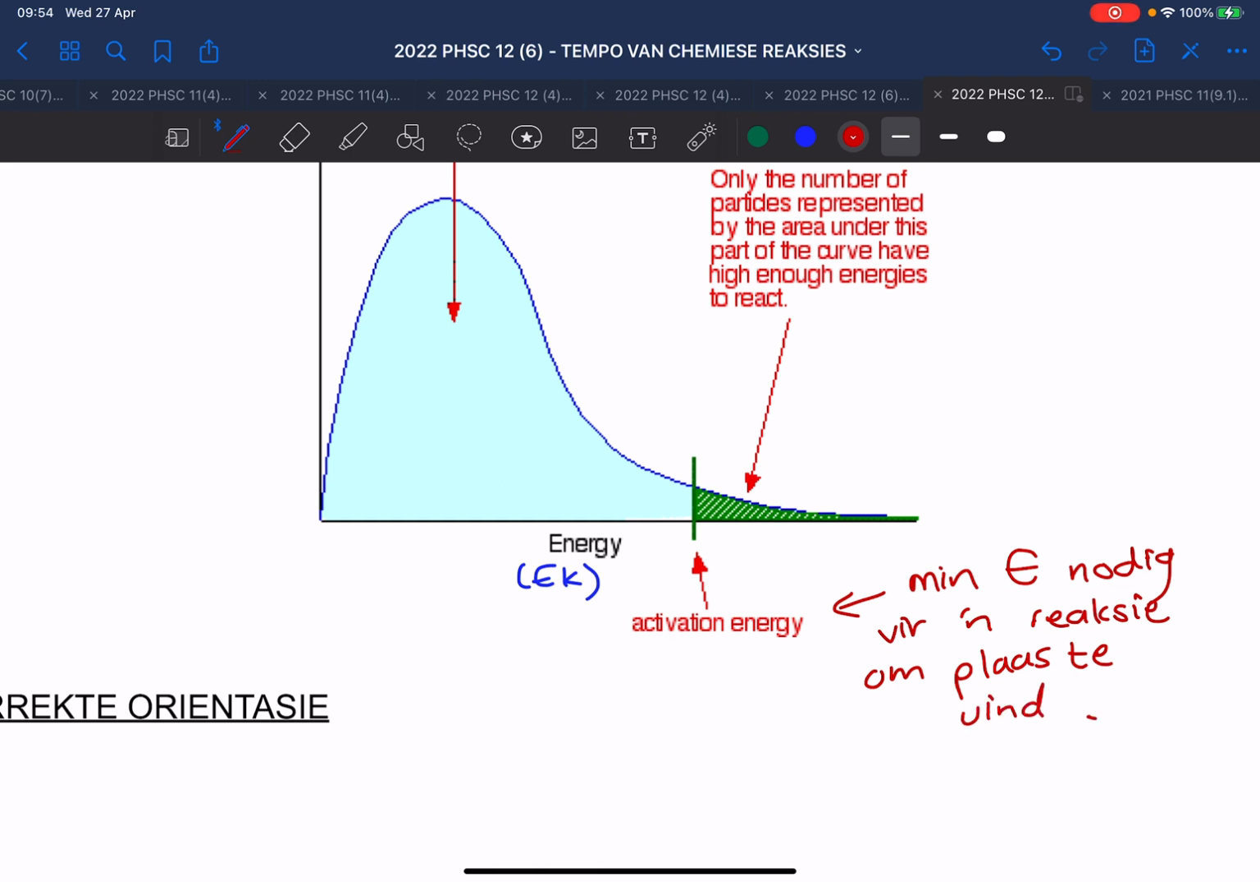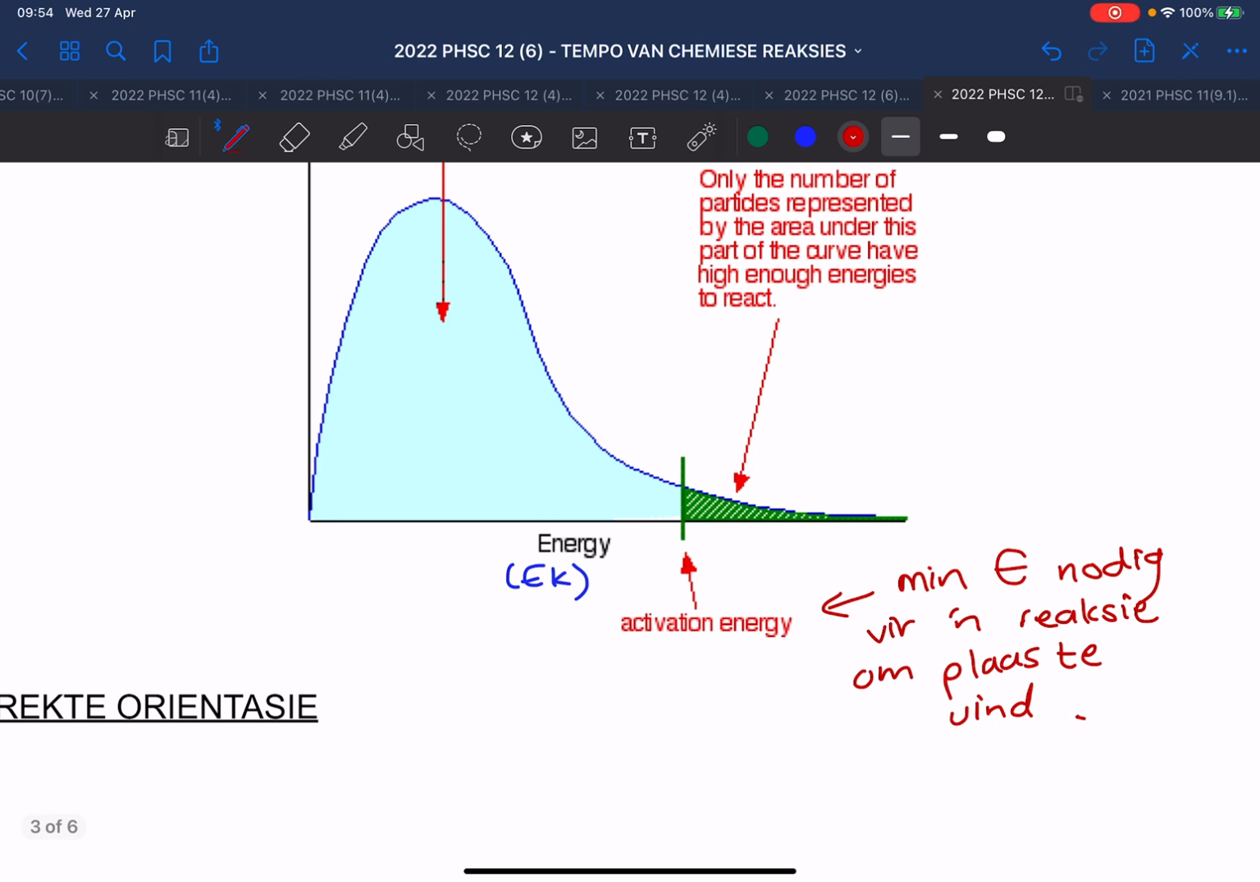Okay, is jy besig om te skryf? Are you busy writing down? The minimum, asseblief julle. The minimum, in English, the minimum energy needed for a reaction to take place. The minimum energy needed for a reaction to take place.